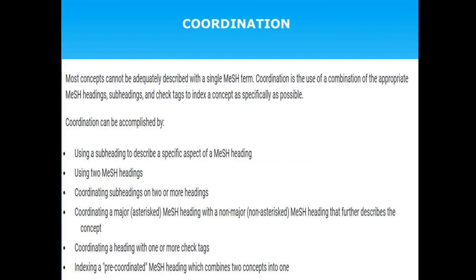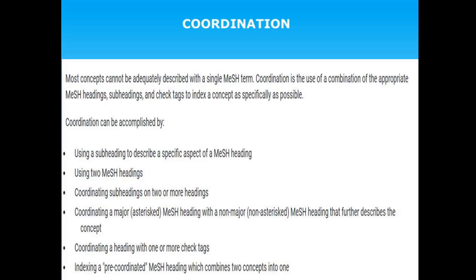So coordination, I have told you about coordination. In certain cases, only one keyword does not effectively represent the thought content of the subject. You have to use two different headings to represent the exact content of the subject. In that case, you have to follow the principle of coordination. It cannot be adequately described with a single MeSH term, right? So it is a combination of appropriate MeSH headings, subheadings, and check tags to index a concept as specifically as possible.